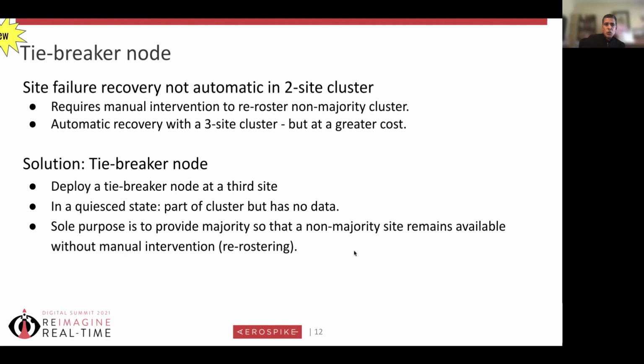So that is a new feature. Essentially, it's a 2.5 site cluster, if you will. It gives you the benefit of two-site cluster cost at three-site cluster reliability, if you will.